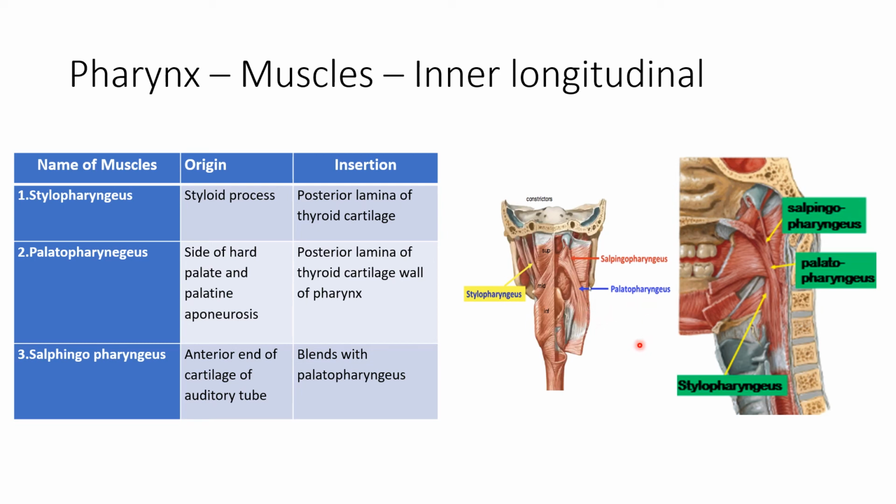Coming to the salpingopharyngeus muscle, it takes origin from the anterior end of the cartilage of the auditory tube. This is the auditory tube, and from the anterior end of its cartilage it takes origin and blends with the palatopharyngeus muscle. You can see it blending with the palatopharyngeus muscle.